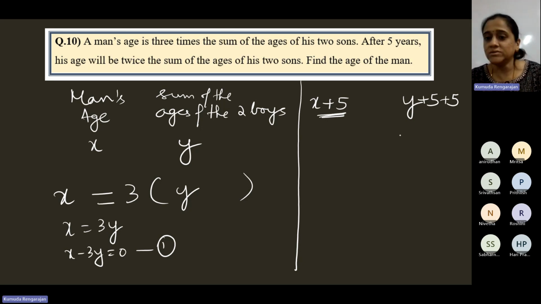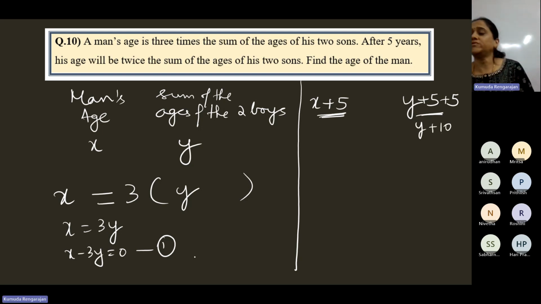And after 5 years, the sum of the ages of the two boys: there are two boys in y. Each one's age will increase by 5, so plus 5 plus 5. So y plus 10 is the sum of the ages of the two boys after 5 years.